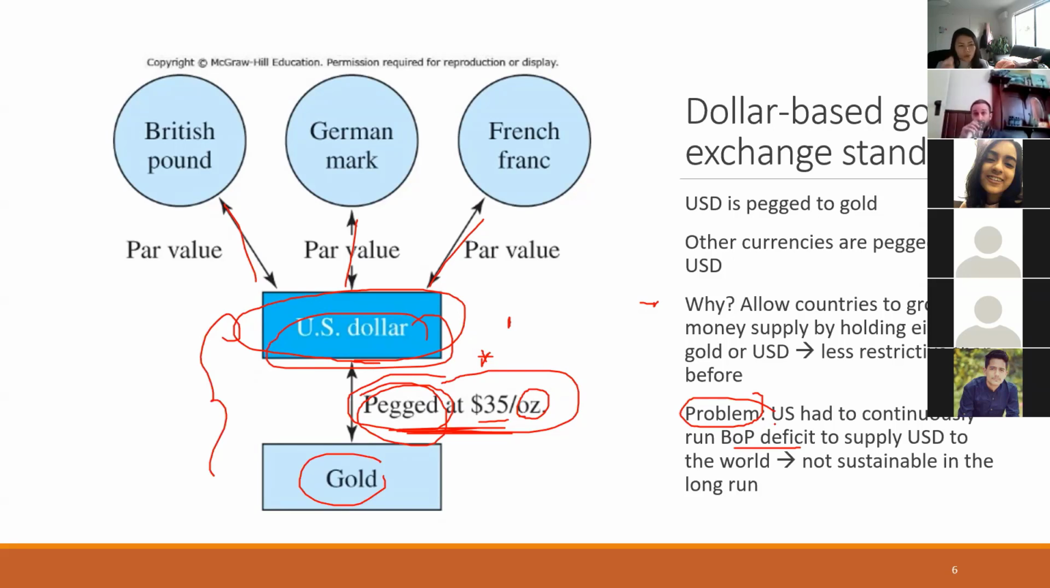So as other people buy your currency, your economy will be importing more goods and services from overseas, okay? So if you have a current account deficit for one or two years, that's not a problem. But when you have a continuous deficit for a long time, that will become a problem, okay? So essentially, if you run a balance of payments deficit, that means you keep buying goods and services, so you consume more than you produce, right?